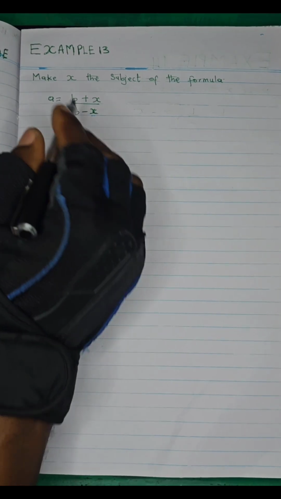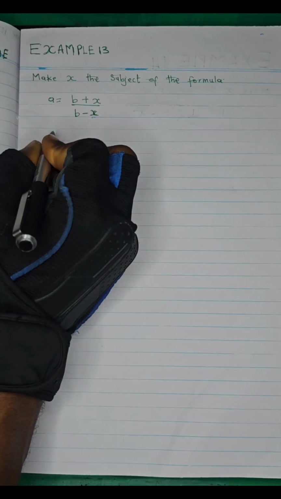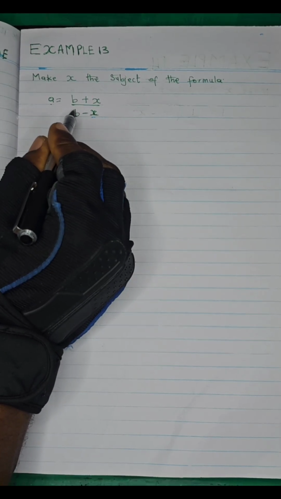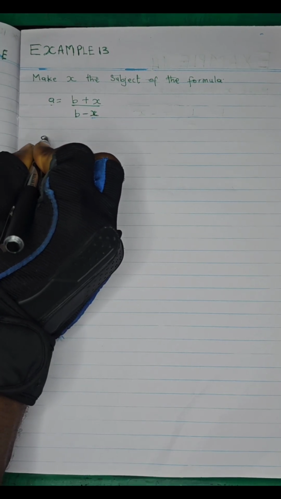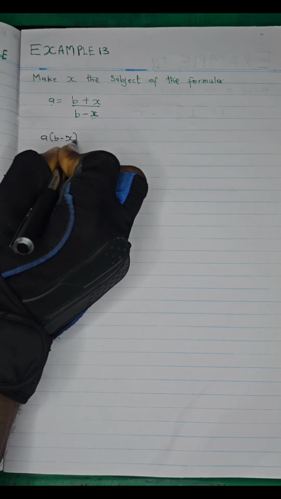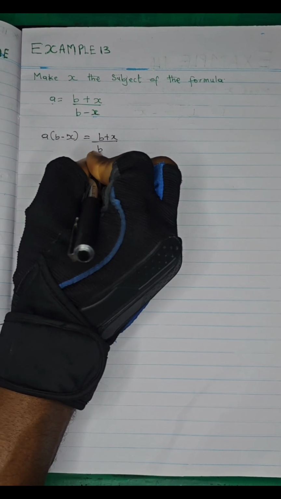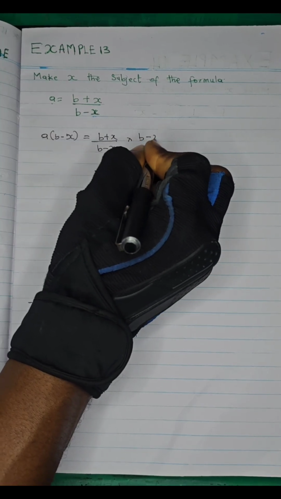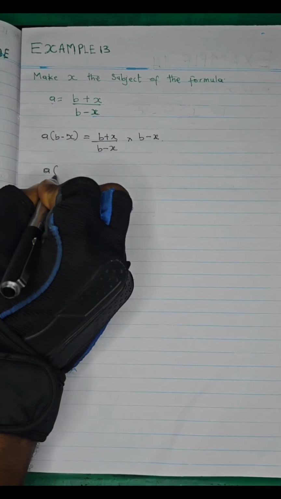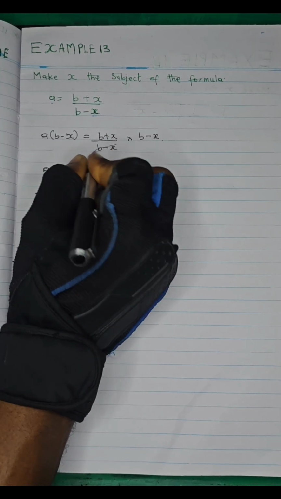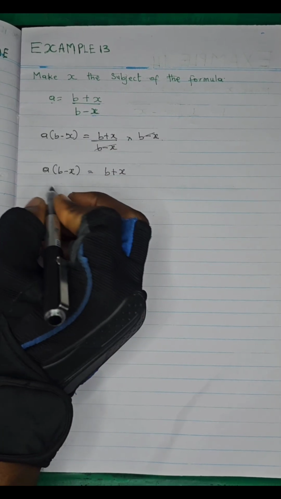So this is what I was saying. We are being told to make x the subject of the formula, and we now have x in two places. You don't need to panic. All you need to do is multiply both sides by the denominator, which is b minus x. So by the time you do that, you have a multiplied by b minus x is equal to b plus x over b minus x multiplied by b minus x. So multiplying both sides by b minus x, this will cancel out, and you have a(b minus x) is equal to b plus x.